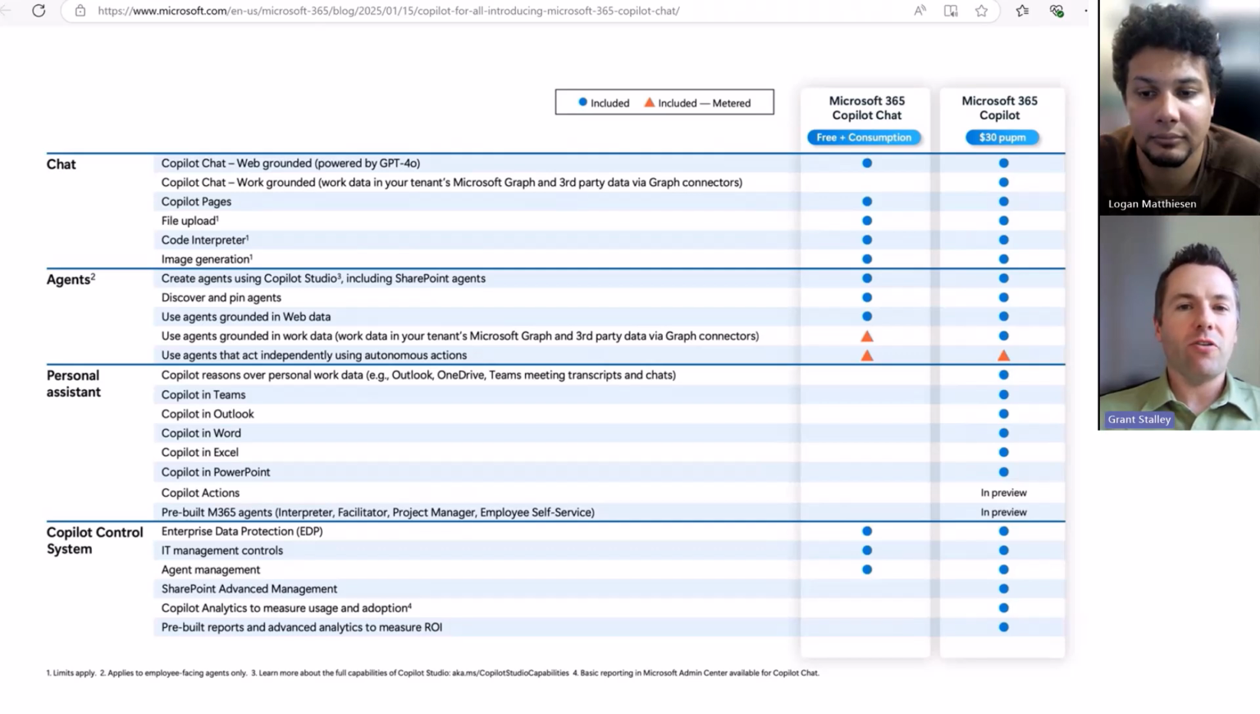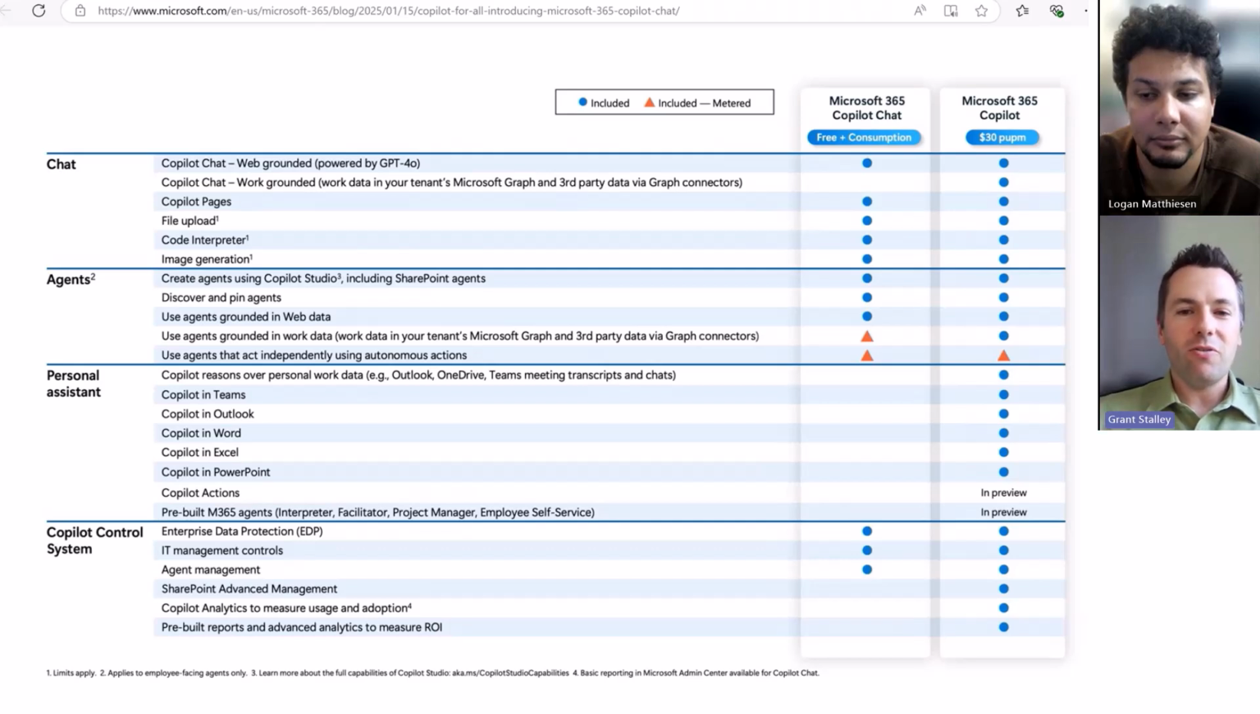That orange triangle means that, yes, you do have it with Copilot Chat, but it's going to be available on a metered basis. Again, we can't say this enough. What does metered mean for you? I can't tell you. Go ask your IT. But when you look at the Microsoft 365 Copilot, just like Copilot Chat with work grounded data, it's available for you. You can use those agents. There's not a metered limitation to it there. So those are the key differences, in my opinion.